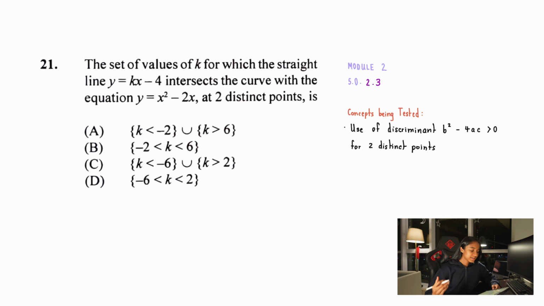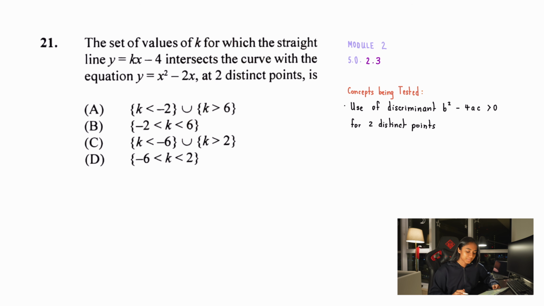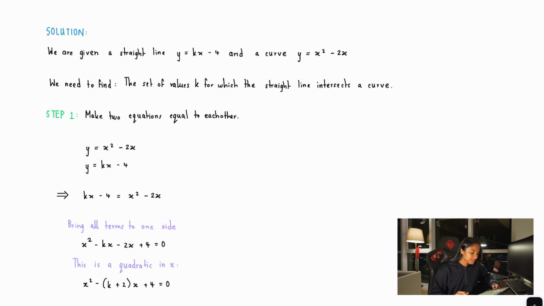Question 21. The set of values of k for which the straight line y is equal to kx minus 4 intersects the curve with the equation y is equal to x squared minus 2x at two distinct points is which of the following? So we're given two things, a straight line and a curve. We want to find two distinct points, and at this point you should know that we have to use the discriminant b squared minus 4ac.